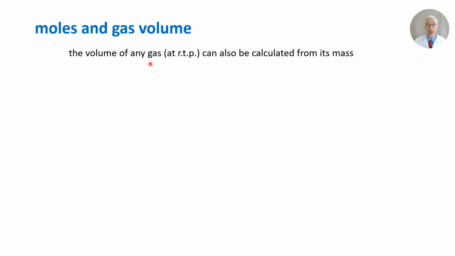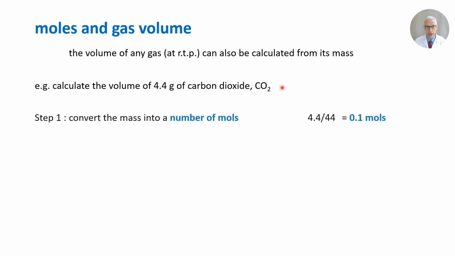The volume of any gas can also be calculated from its mass. For example, calculate the volume of 4.4 grams of carbon dioxide, CO2. Well, the first step is to convert the mass into a number of moles. So that's 4.4, the mass, divided by 44, the molar mass. That comes to 0.1 moles.